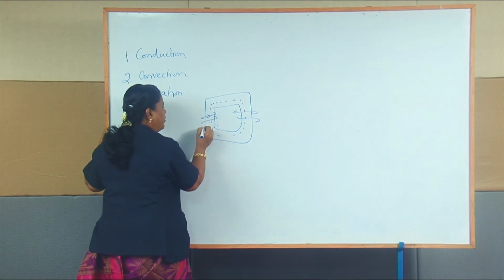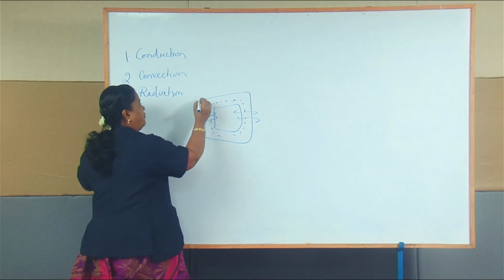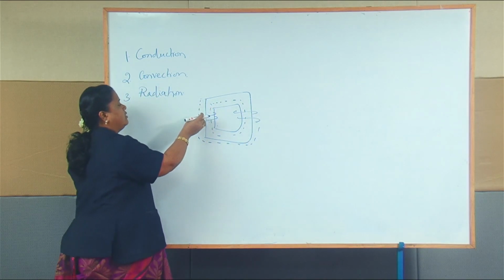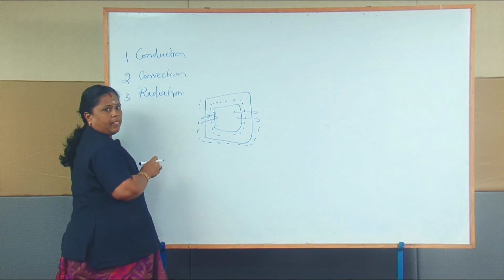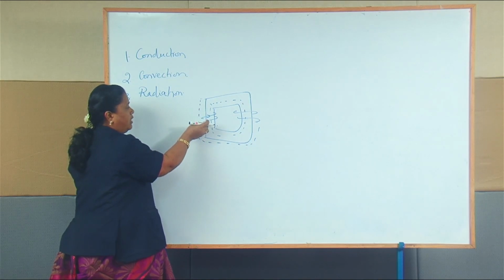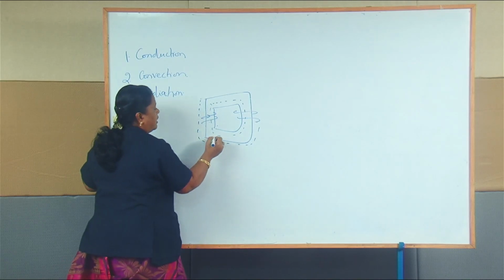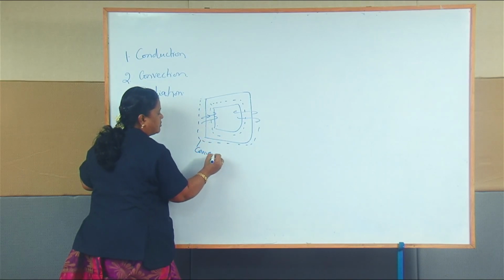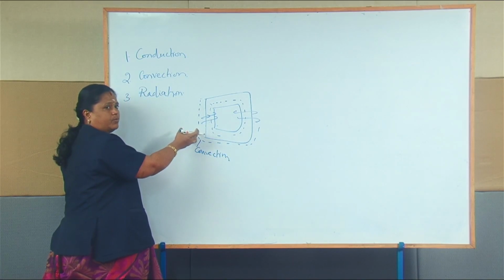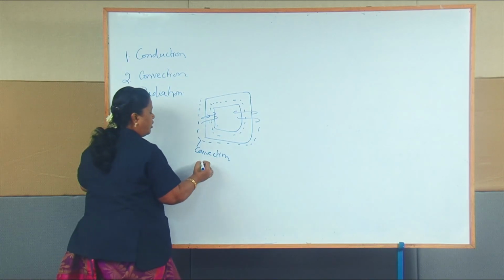Now from the outer frame of the transformer, if the transformer is immersed in oil, the heat is absorbed by the oil, so the heat will be reduced. The oil will absorb the heat dissipated by the external surface of the transformer. This mode of heat transfer is called convection. Now from the oil, the heat is dissipated to the air. That is called radiation.